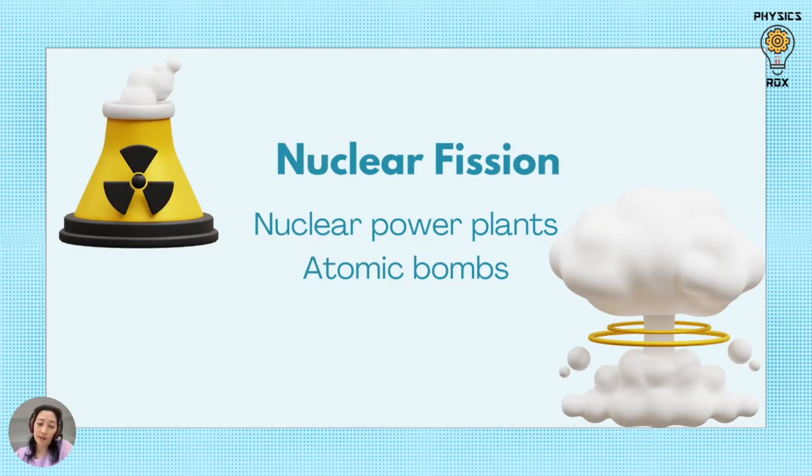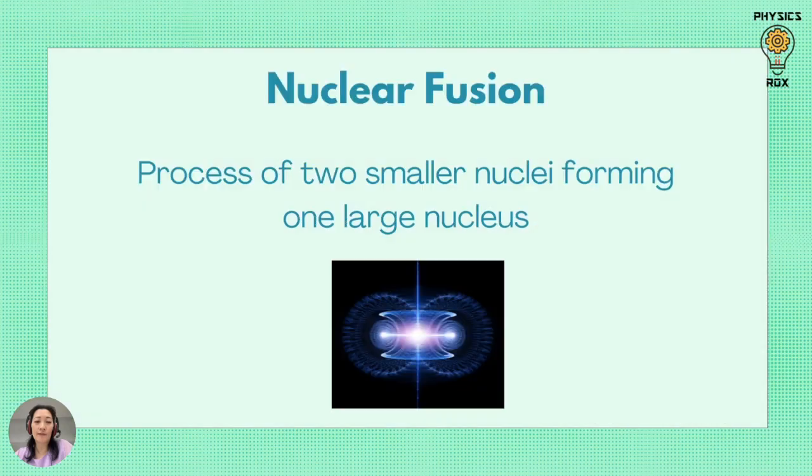So nuclear fission is typically used in nuclear power plants as well as atomic bombs. If you'd like to find out more about nuclear power plants, please watch my educational video where we learn briefly about nuclear power plants, what's going on inside, and what the functions of the components are. For now, let's move on to nuclear fusion.